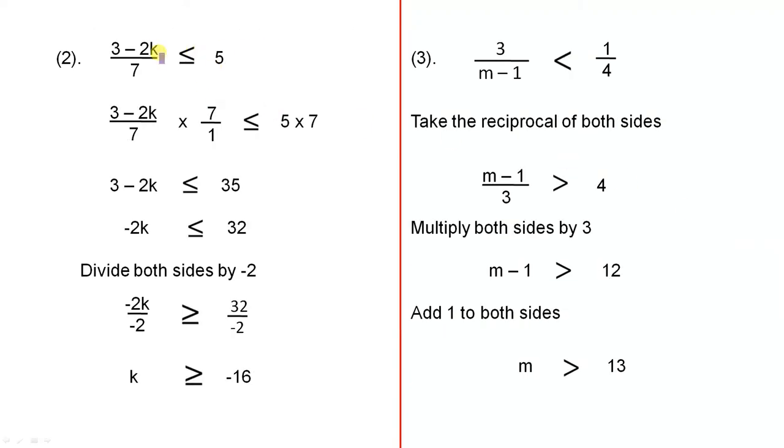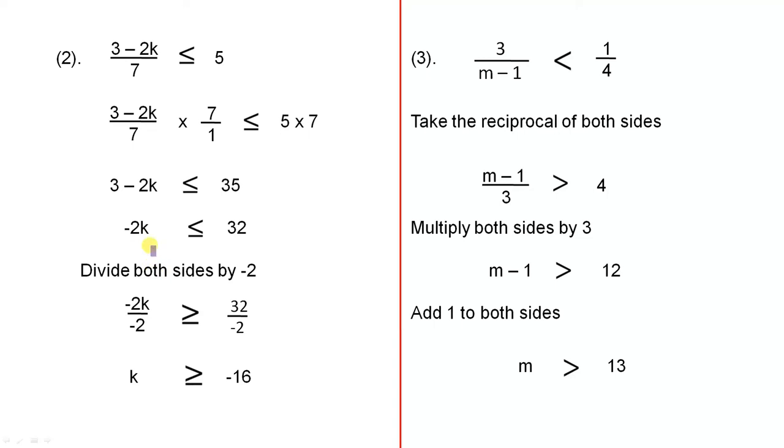Okay, here we have a simple algebraic fraction which is less than or equal to 5. To remove this denominator, we multiply both sides by 7. We've done that. So the 7's cancel, which gives us that line there, because 5 7's are 35. Now we subtract 3 from both sides, of course there's a 3 there. So that gives us minus 2k is less than or equal to 32.